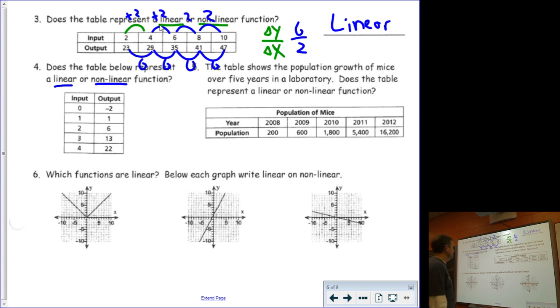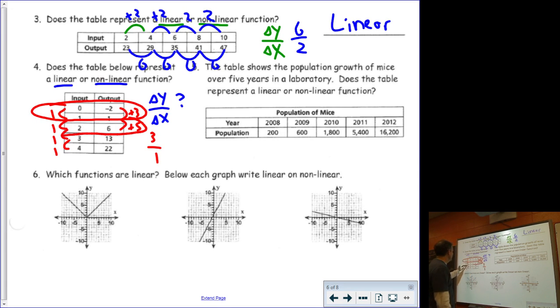Again, linear or nonlinear. So again, I'm going to check, is the change in y over the change in x constant? So let's see. The x's are easy. They go up. The change is 1, the change is 1, the change is 1, the change is 1. The y's go plus 3, then they go plus 5. Okay, already, the first one is 3 over 1. The second one is 5 over 1. Those aren't the same. This one is nonlinear.